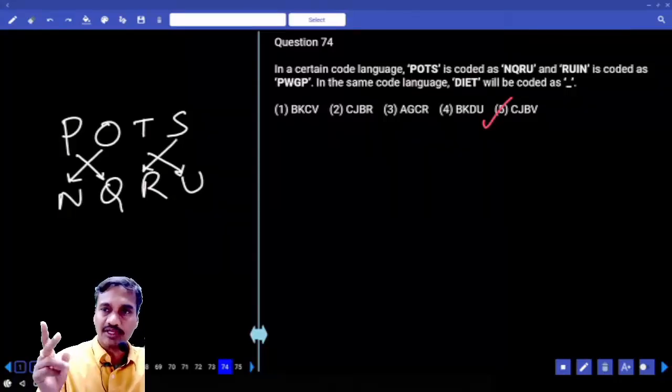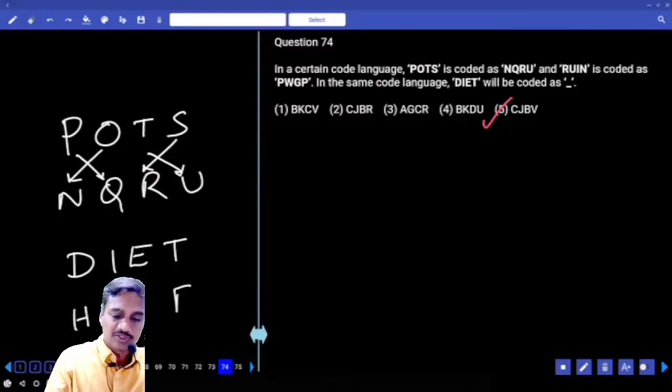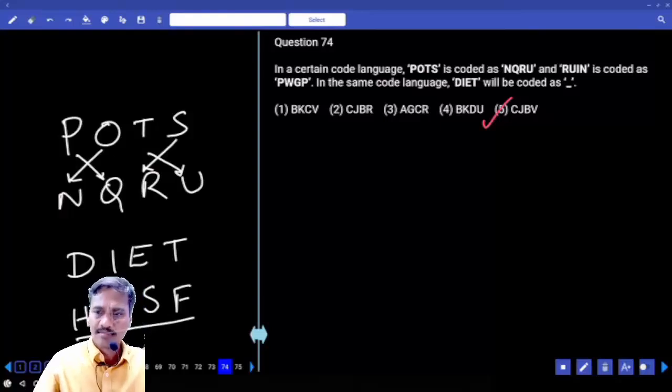Plus 1, minus 1, plus 1, minus 1. And in the same way, what is the code given to the word DIET? D plus 1 is E, I minus 1 is H. E plus 1 is F, T minus 1 is S. H, E, S, F. Then DIET will be coded as HESF.